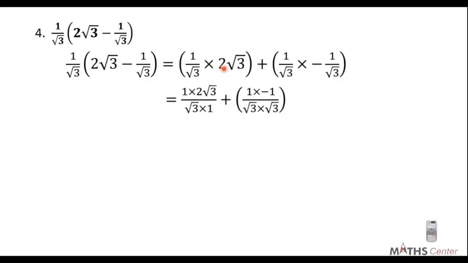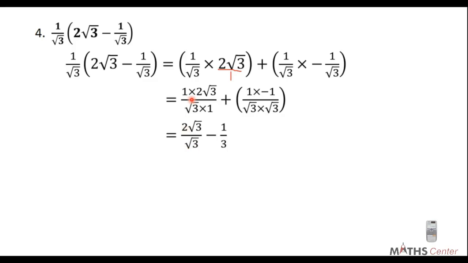So 1 times 2 root 3 divided by square root of 3 times 1. Since this whole part here is divided by 1, this will give us 1 times 2 root 3 here, then square root of 3 times 1, just as we did when we were doing fractions. Then plus, we are treating what is inside the bracket here. So 1 times negative 1 as the numerator, then square root of 3 times square root of 3.